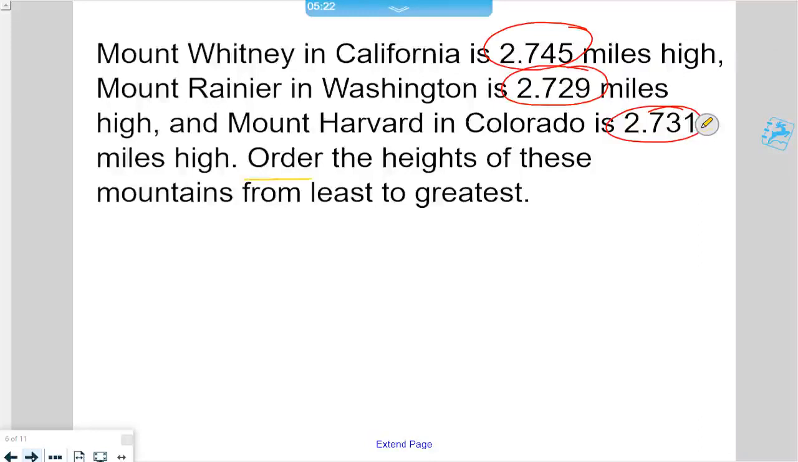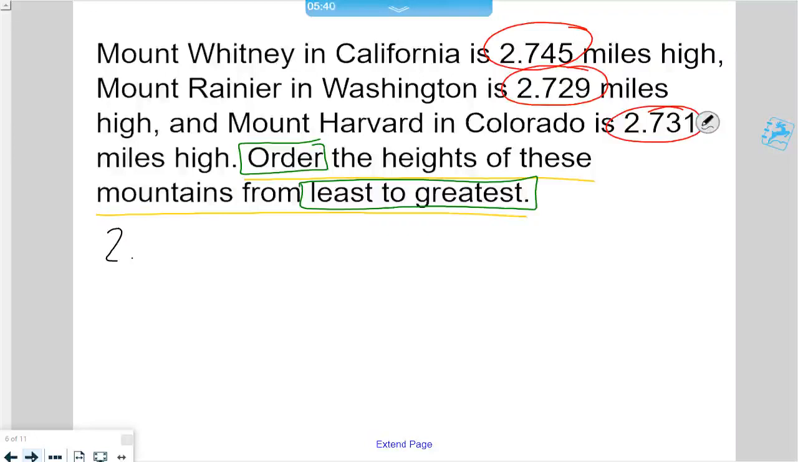Underline my question: order the heights of these mountains from least to greatest. My math words are order and least to greatest. All right, so I'm going to take my numbers just like I have both other times. 2 and 745 thousandths, 2 and 729 thousandths, 2 and 731 thousandths. So let's look.